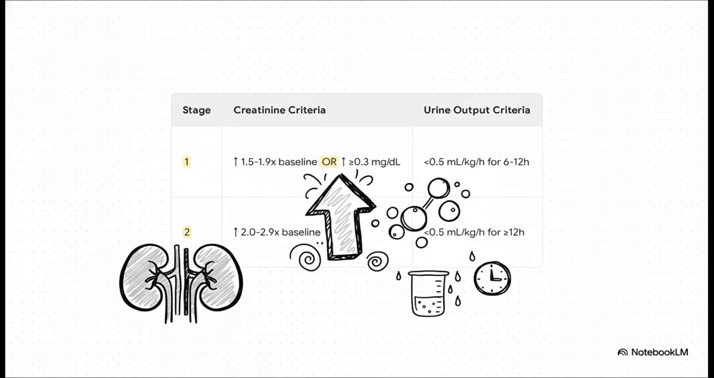Now for stage 2, things are obviously getting more serious. The creatinine doubles, so you're looking at an increase of 2.0 to 2.9 times baseline. And notice, for stage 2, there's no absolute number. It's all relative. The urine output criteria also gets worse. It's that same low rate, but now it has to be for 12 hours or even longer.